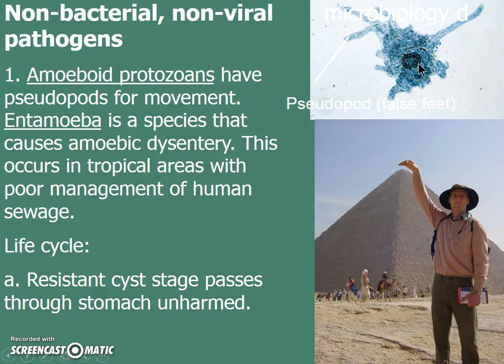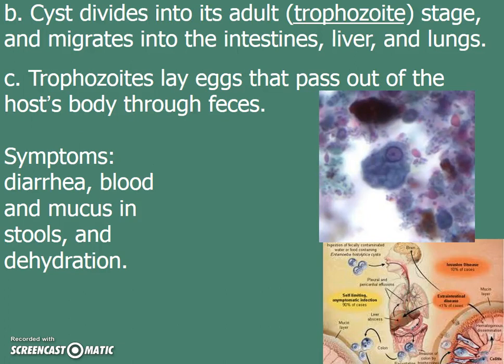We do have them all over the world, but the ones that cause amoebic dysentery or amoebiasis occur mostly in tropical poor areas. I'm very familiar with this one. I worked 2 years in Africa, and unfortunately, I picked up some amoebiasis. The cyst divides into what's called the trophozoite, so that's one of the characteristics of this group. It migrates into the intestines. They lay eggs, and those eggs cause a lot of diarrhea and blood and mucus. And that's how I knew I had amoebiasis or dysentery.